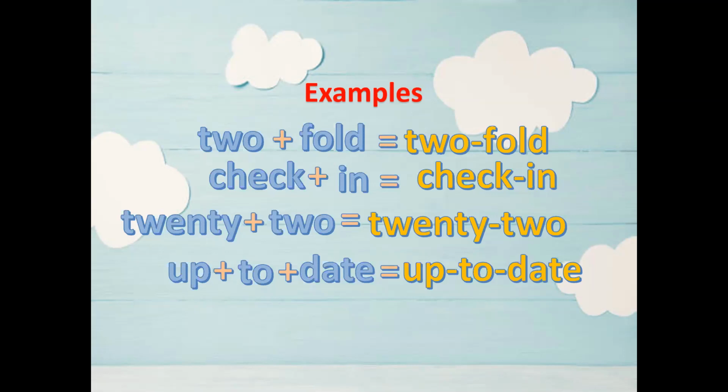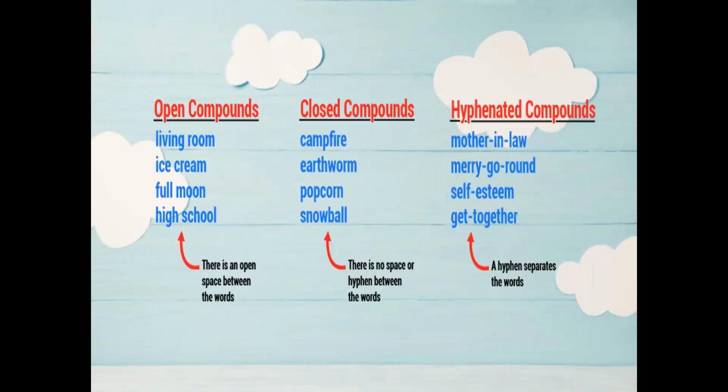Then we have two words that are linked by a hyphen, and if you see, we have three words. Okay, let's see a comparison. We're going to identify the examples: living room, ice cream, full moon, high school. Closed compound words: campfire, airplane, popcorn, and snowball. And the hyphenated compounds: merry-go-round, get-together.